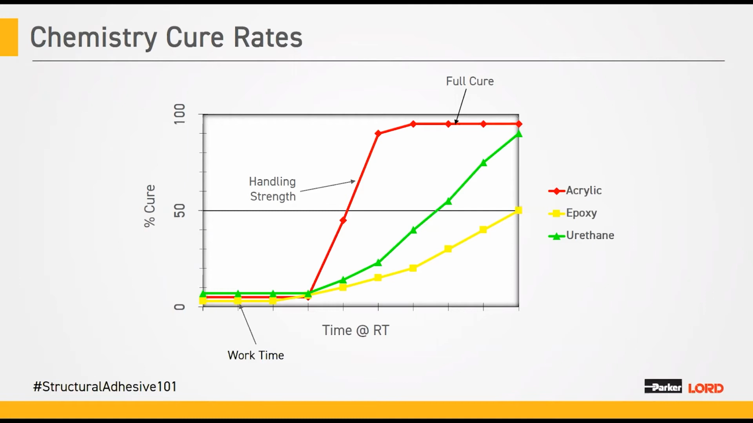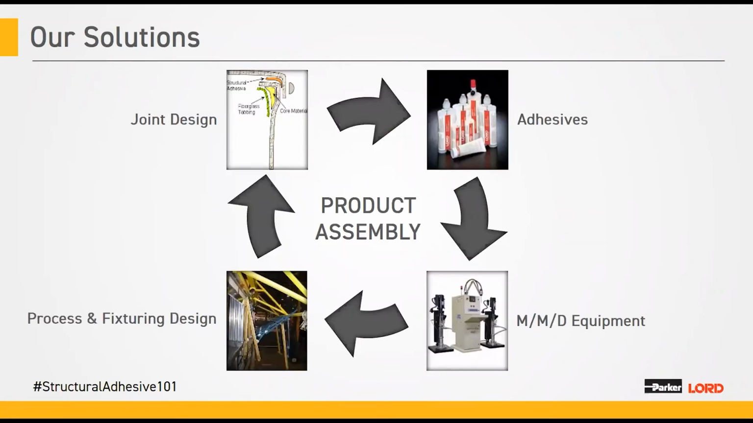Urethanes and epoxies, these are typically slower. They're a linear cure rate. You can see they slowly reach their full strength. And this is why many manufacturers decide to apply heat to these products during their manufacturing operations to accelerate the rate of cure.